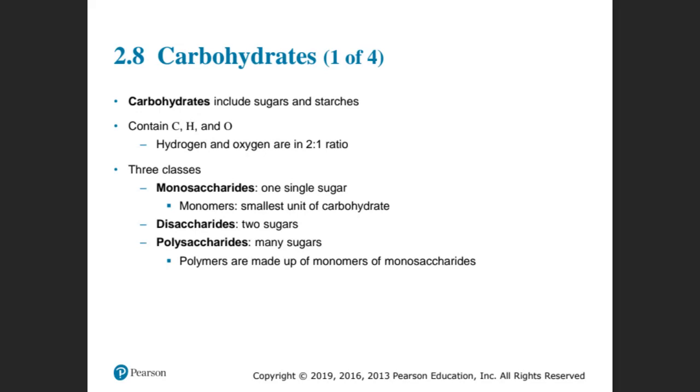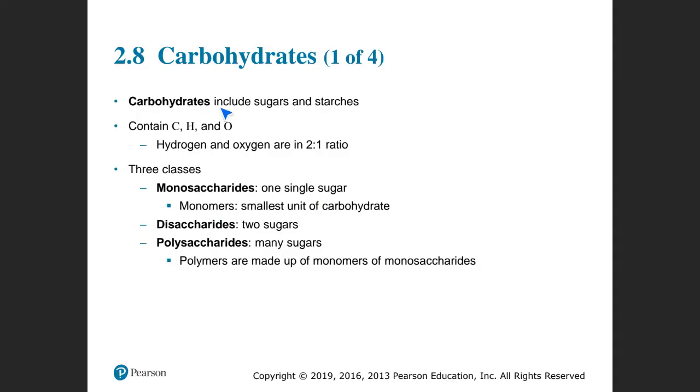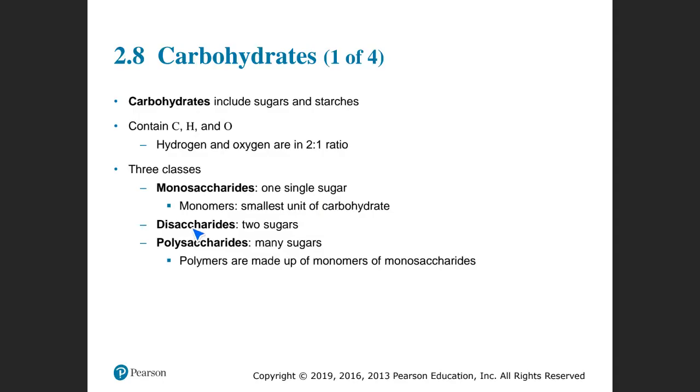So carbohydrates are first, and they include sugars and starches. They have carbon, of course, hydrogen and oxygen, and the hydrogen and oxygen are in a 2-to-1 ratio. And there's a few classes of carbohydrates. Mono, again, is one, so these monosaccharides have one sugar. Monosaccharides are the monomers or building blocks of carbohydrates. When we string monosaccharides together, let's say we have two of them, we get a disaccharide. And if you had three or more together, technically that's a polysaccharide.